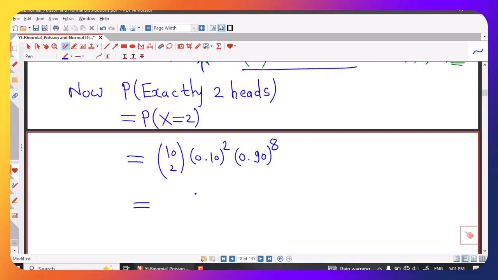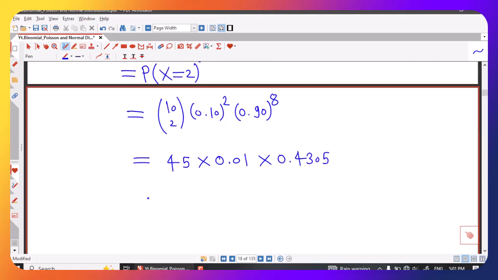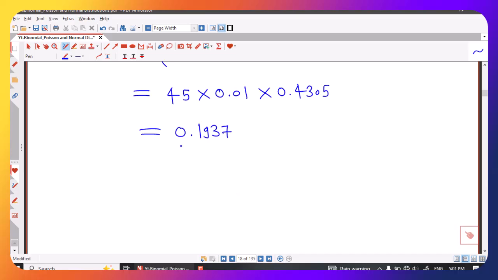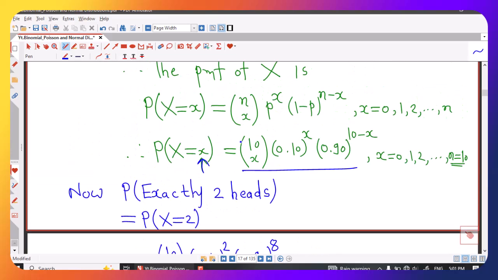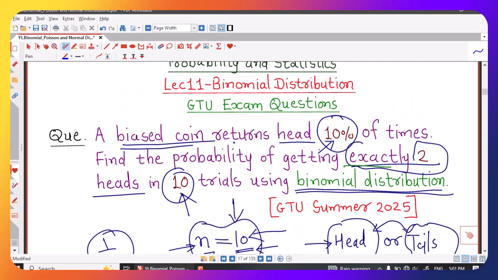Using a scientific calculator, I find that 10C2 is 45. The square of 0.10 is 0.01, and 0.90 to the power 8 I get as 0.4305 up to 4 decimal places. After multiplying these 3 quantities, I find that the probability of getting exactly 2 heads is 0.1937 using binomial distribution. So this is a very easy question.